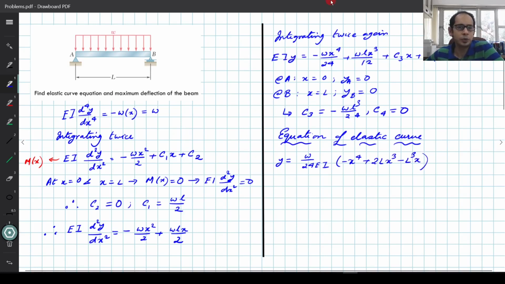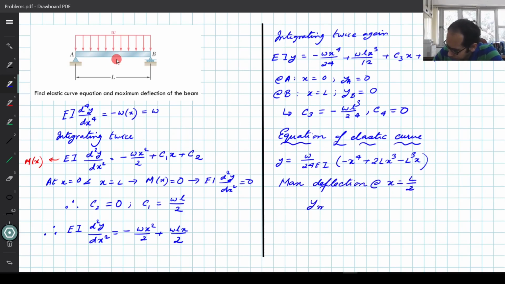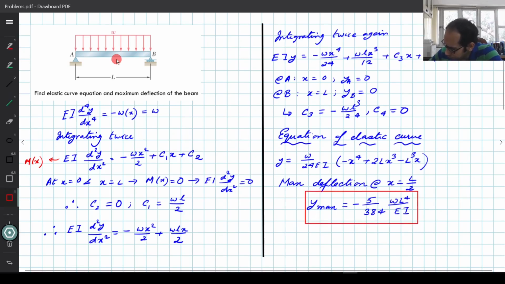Now from this equation, see, the problem asks you the equation of the elastic curve, which we have gotten here already, and the maximum deflection. Now you can do dy/dx equals to 0 and find the location. It is very obvious here that the maximum deflection is going to happen at L/2, and the magnitude of the maximum deflection is going to be as follows. So this is the estimate of the maximum deflection that you get.